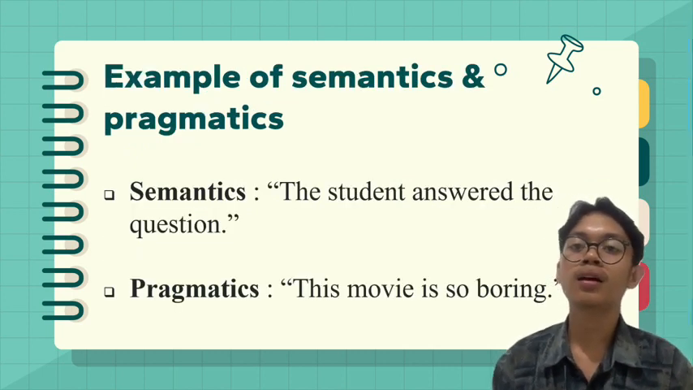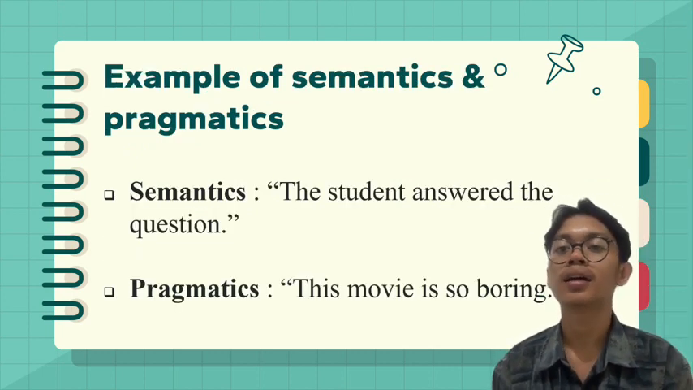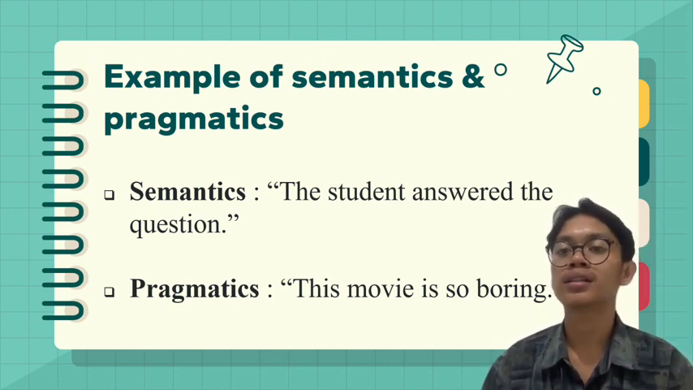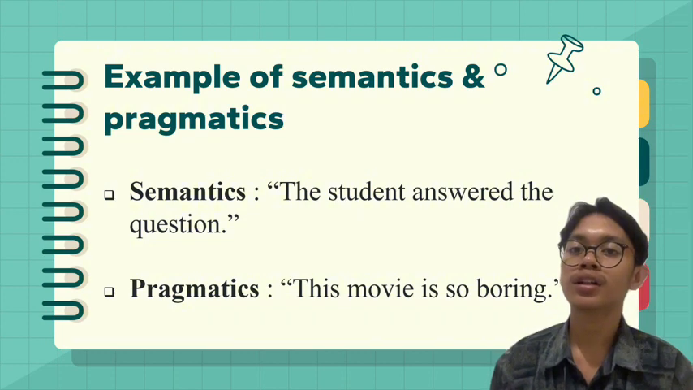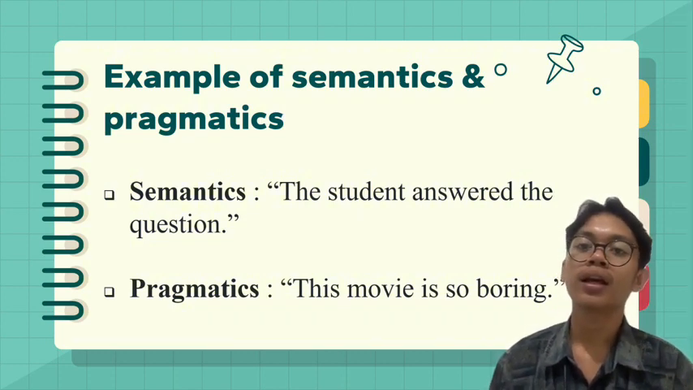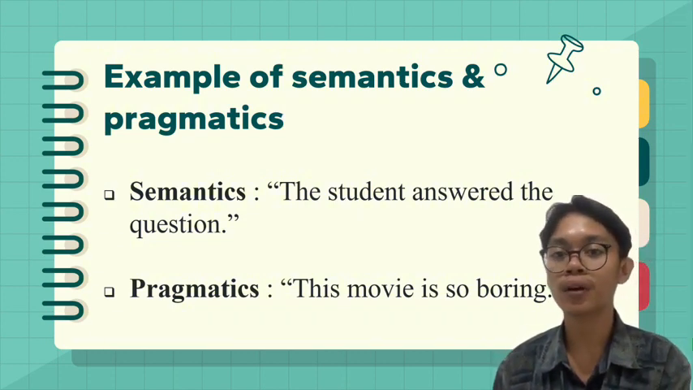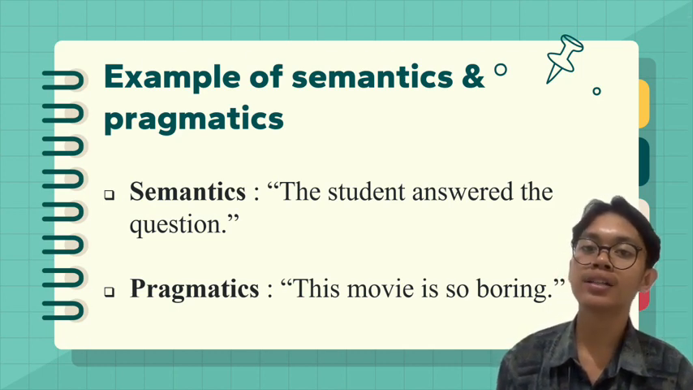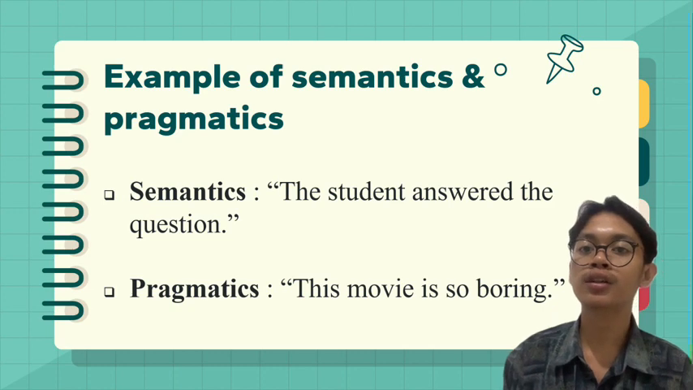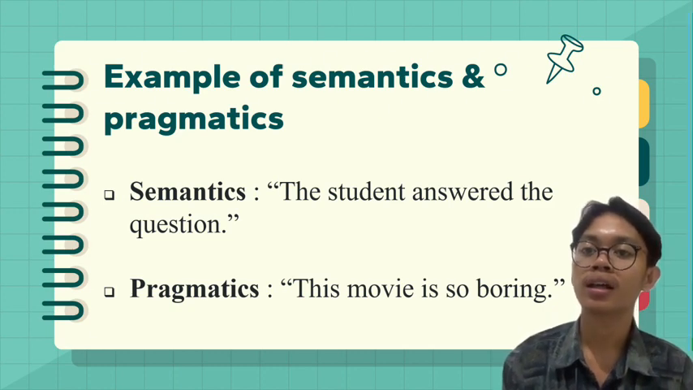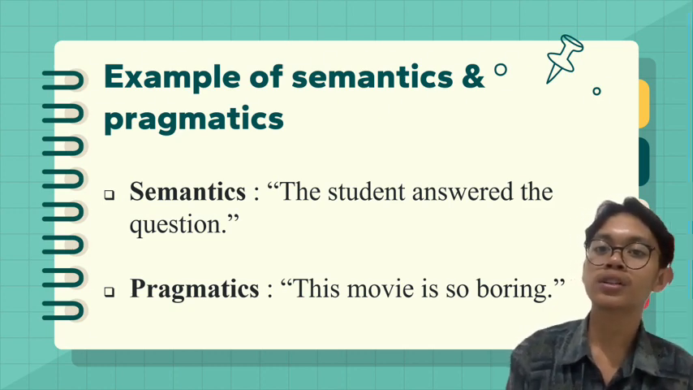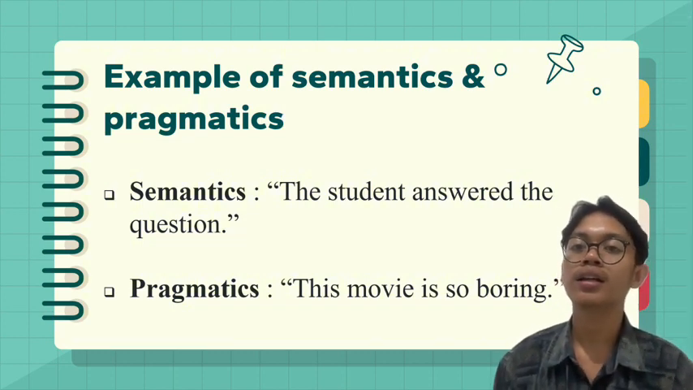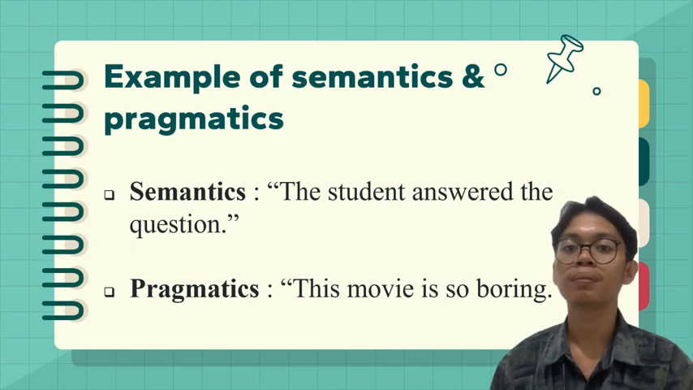And the example of semantics and pragmatics. The example of semantics is "The student answered the question." In its basic form, the sentence conveys a specific action where a student responds to a question. The meaning is focused on the interaction between a student and a question, regardless of the context.